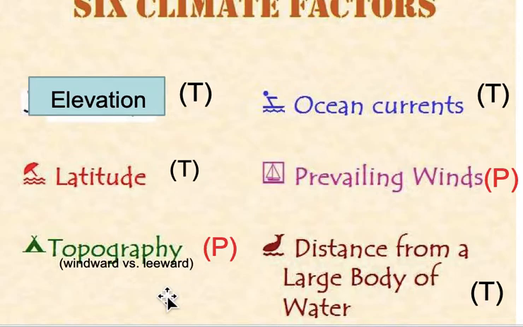So you're going to want to learn these 6 by heart and know which climate factor they affect. So notice that there's really only 2 that affect precipitation. Everything else affects temperature, and those 2 are topography, whether you're on the windward or leeward side of a mountain range, or your prevailing wind belt, which is listed in your reference table.